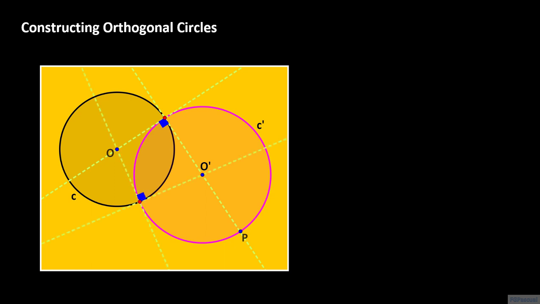Tangents to circles are also intimately related to their radii, so we can say that circles C and C' are orthogonal if the radius of one circle to a point of intersection is perpendicular to the radius of the other circle at the same point of intersection. We then have four cases to consider.